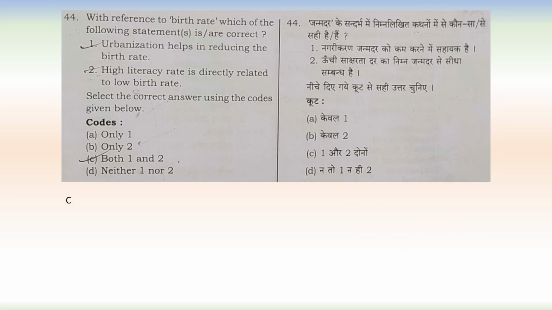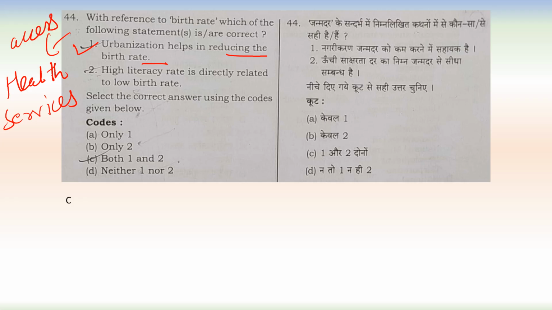Next one, with reference to the birth rate, which of the following statements are correct? Urbanization helps in reducing the birth rate. Yes, it is correct, because with urbanization, access to health services becomes easy. So that may help in reducing the birth rate.